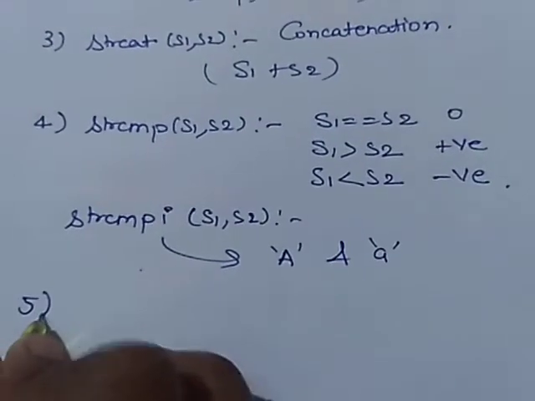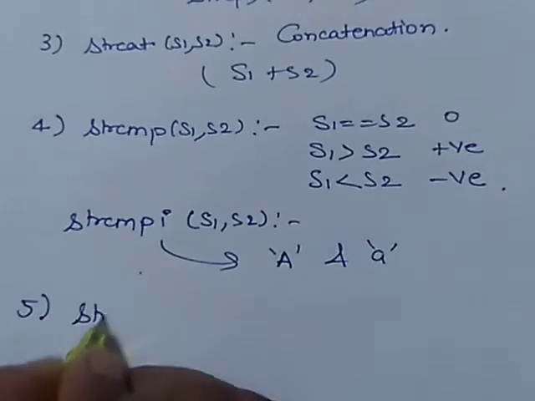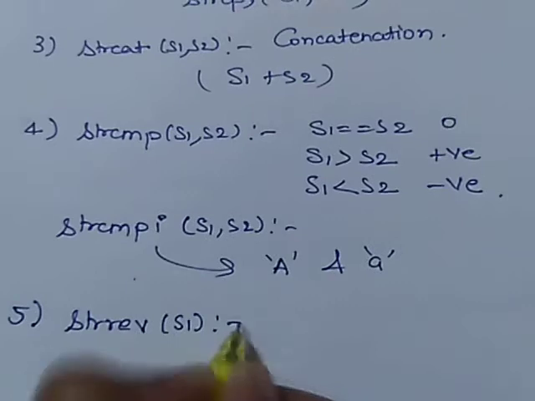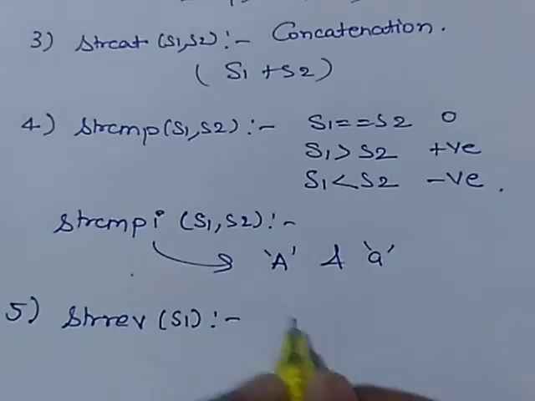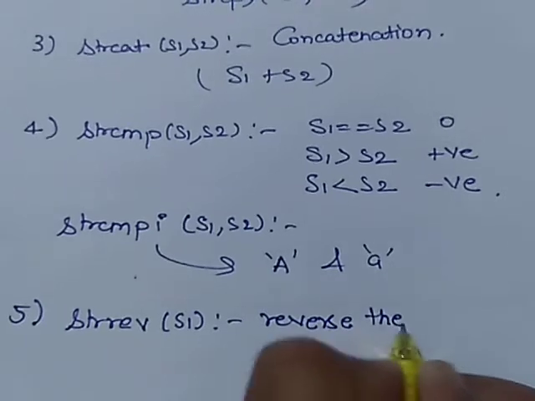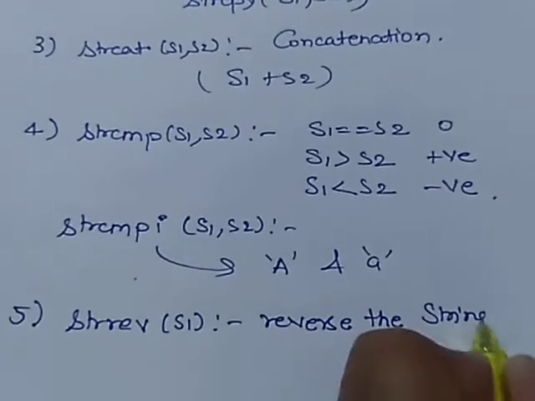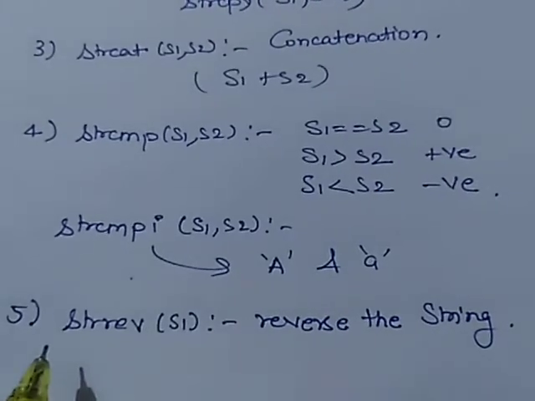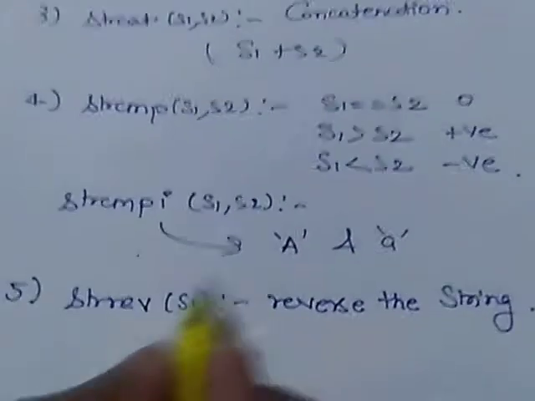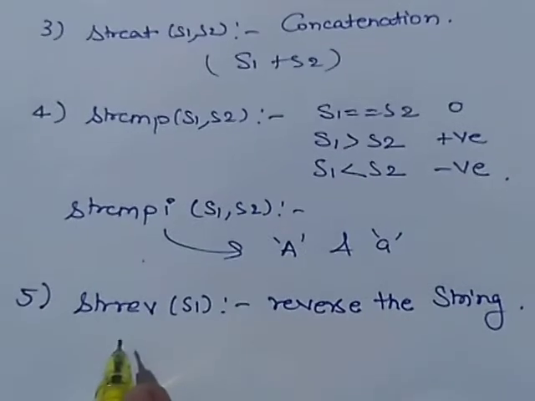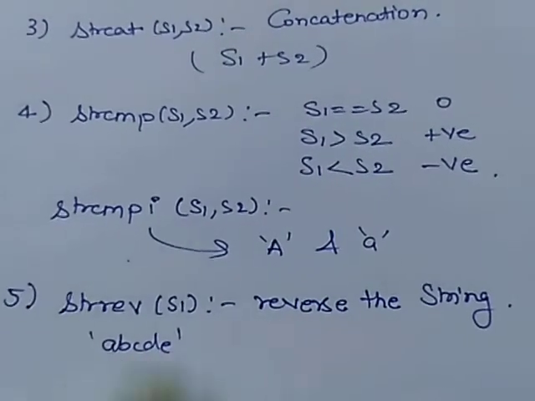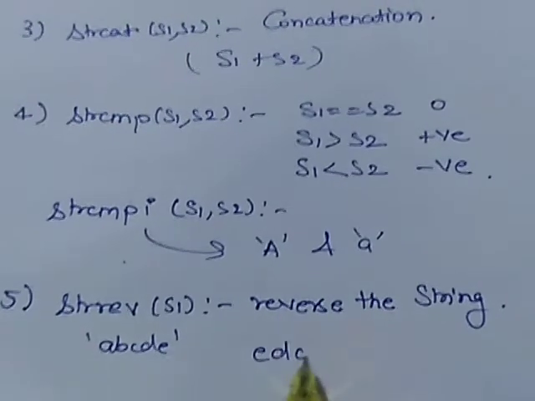Our fifth function is strrev(s1). This function is used to reverse the string. We have to pass a string, and the string will be printed in reverse order. For example, we have a b c d e. Now we will get e d c b a.